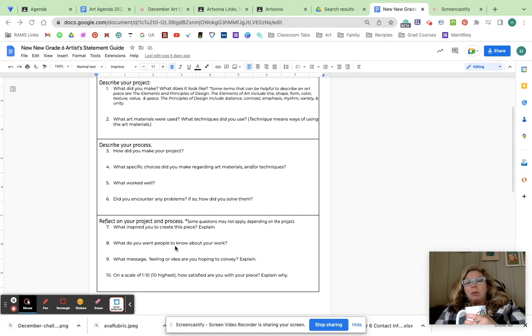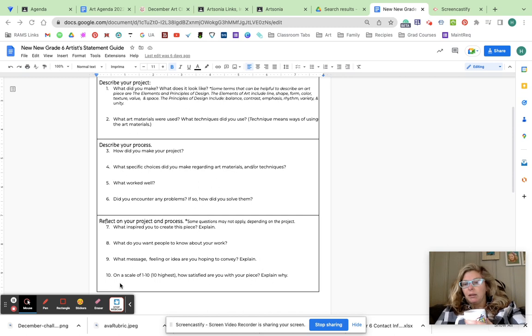What do you want people to know about your work? Is there something else that you were thinking about that we wouldn't know unless you explain it to us? What message, feeling, or idea are you hoping to convey? Artists can express these things by the choices that they make with the elements, the types of line, color, texture, to create a mood, to create a feeling. Explain.